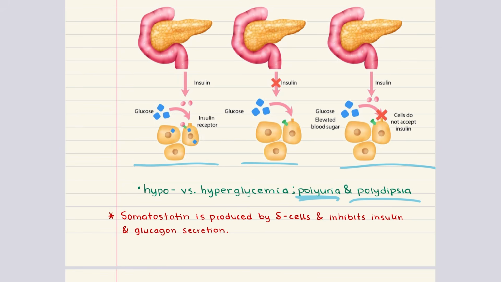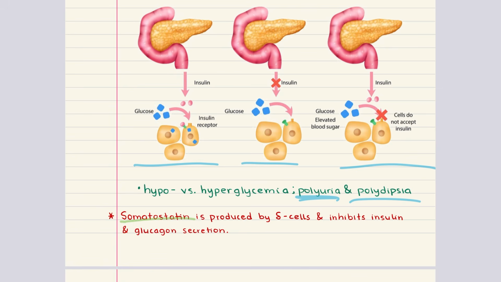Now, as a final note, I want to briefly mention somatostatin. This is a hormone that's produced by delta cells in the pancreas. It acts like a brake. It inhibits both insulin and glucagon secretion to help prevent excessive swings in blood glucose levels.